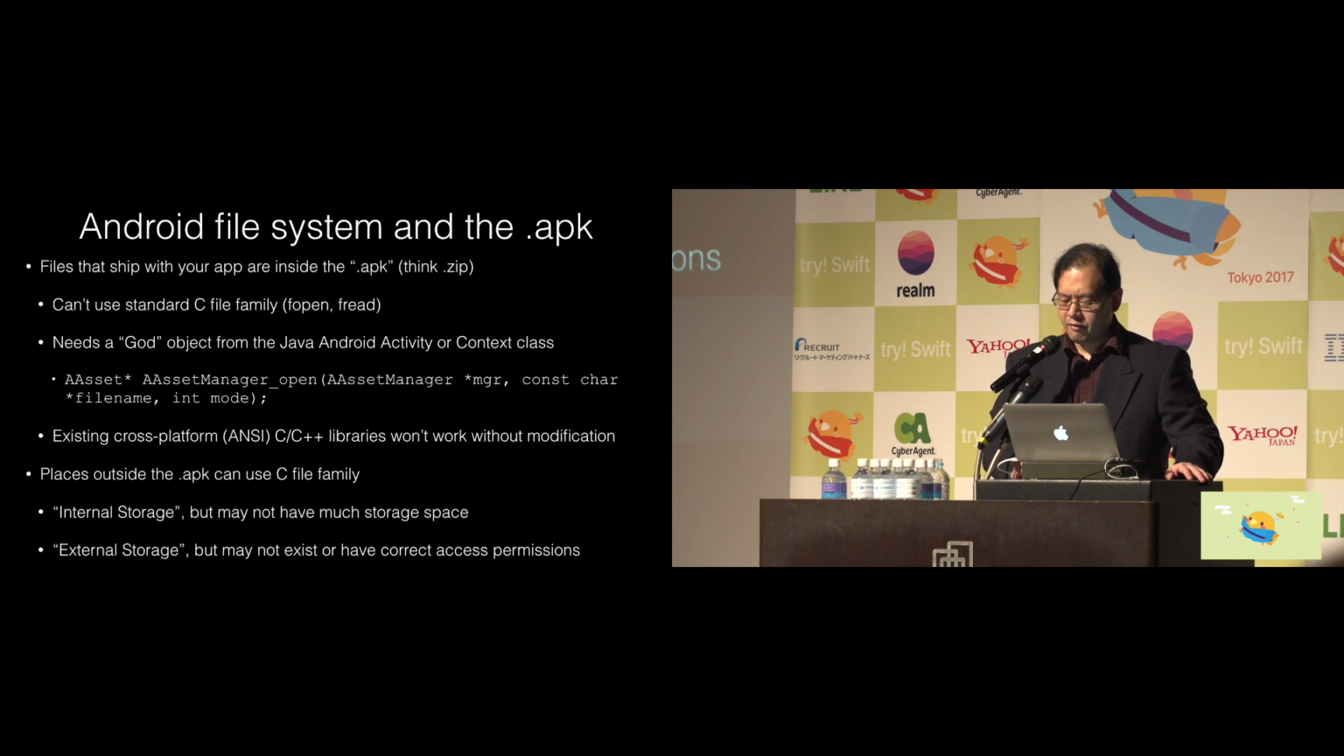Speaking of files, files that ship with your app are inside the APK. Think of it as a zip file. Well, you can't use the standard C library file functions like fopen and fread on anything in the APK. Google makes you use a different set of functions. On top of that, they require a parameter that comes from a God object from the Java Android Activity or Context class. This means existing cross-platform libraries won't work without special modification for Android. How many projects really want to do this? And it's ridiculous that this problem even exists.